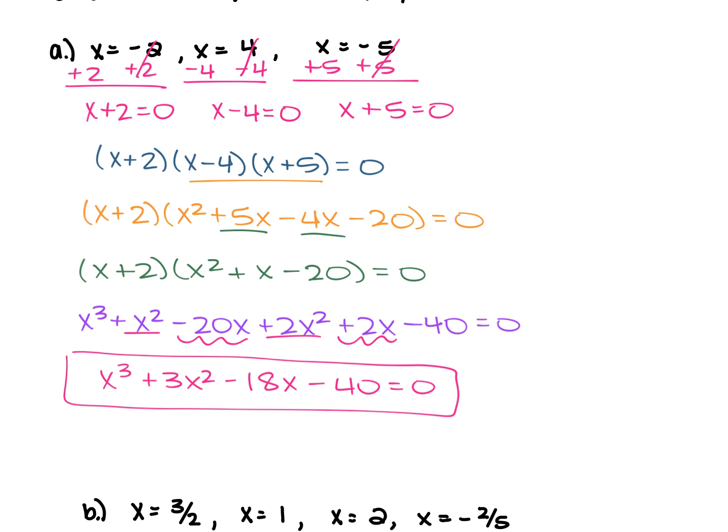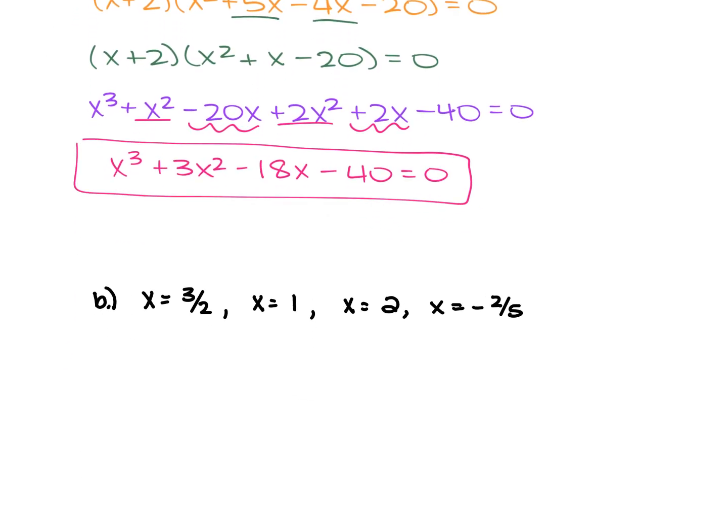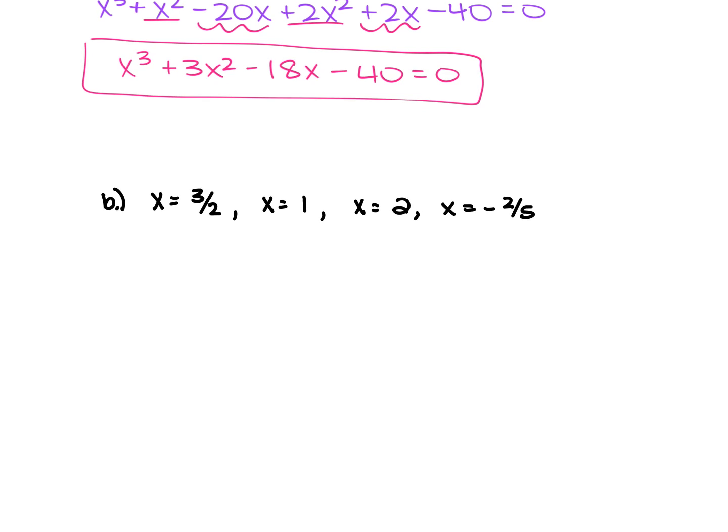For example B, we're given x is equal to 3 halves, x is equal to 1, x is equal to 2, and x is equal to negative 2/5. The first thing that we're going to do here is simplify that x is equal to 3 halves first and move the 2 over. By doing that, we are going to multiply each side by 2 to get it out of the denominator. That's going to give us 2x is equal to 3. Next, we move the 3 over by subtracting it, and we have 2x minus 3 is equal to 0.